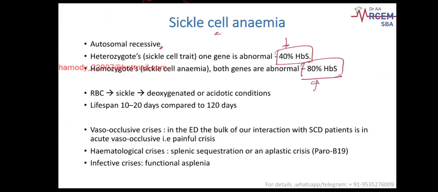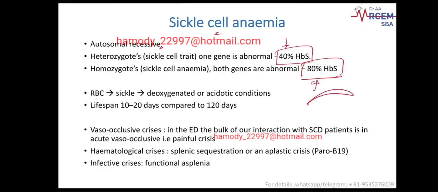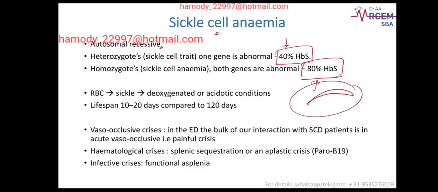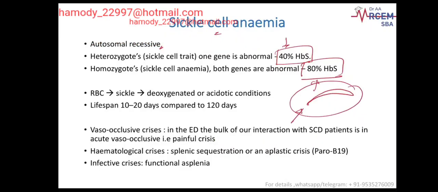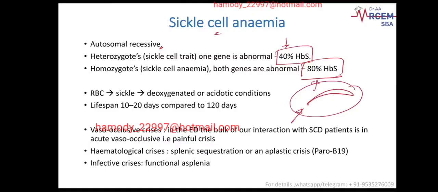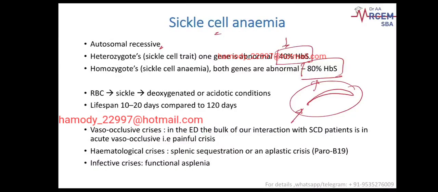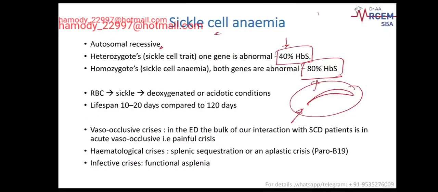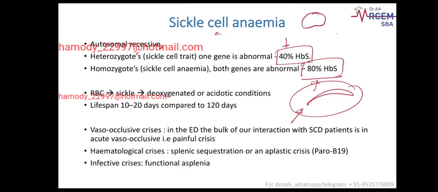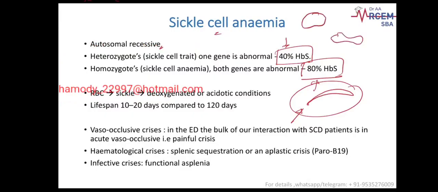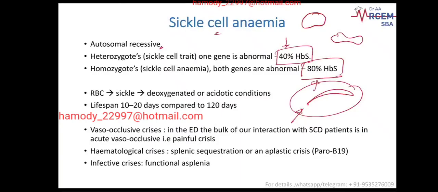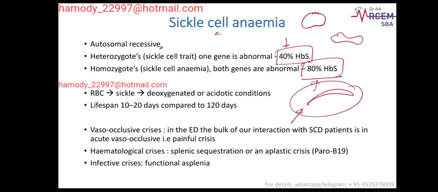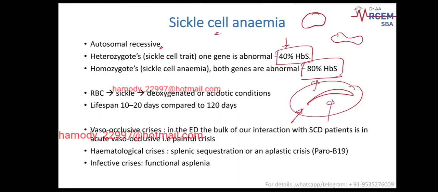So what is the abnormality here? They become sickle. Once they become sickle shaped, the flexibility is lost. They cannot enter into the small vessels. They get stuck in the small vessels. Usually the RBCs are quite flexible. They can stretch and pass through the small arterioles and venules. But once they sickle, they cannot go.